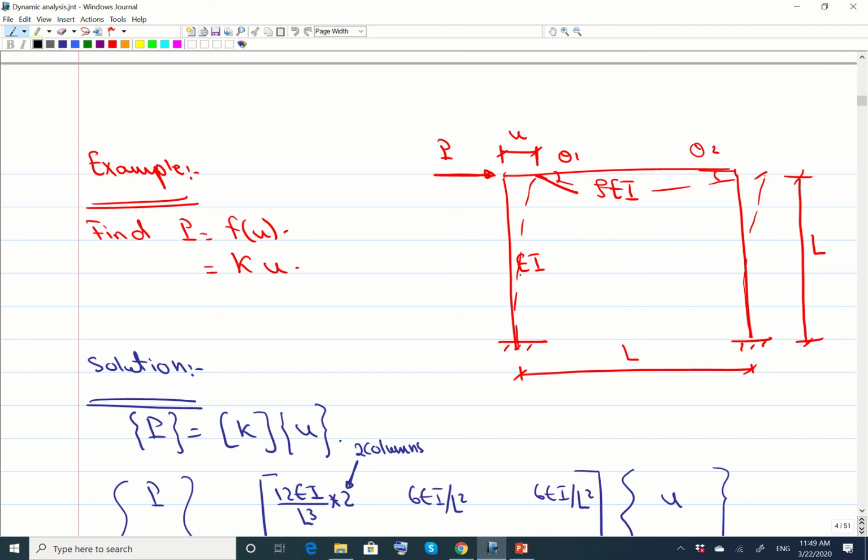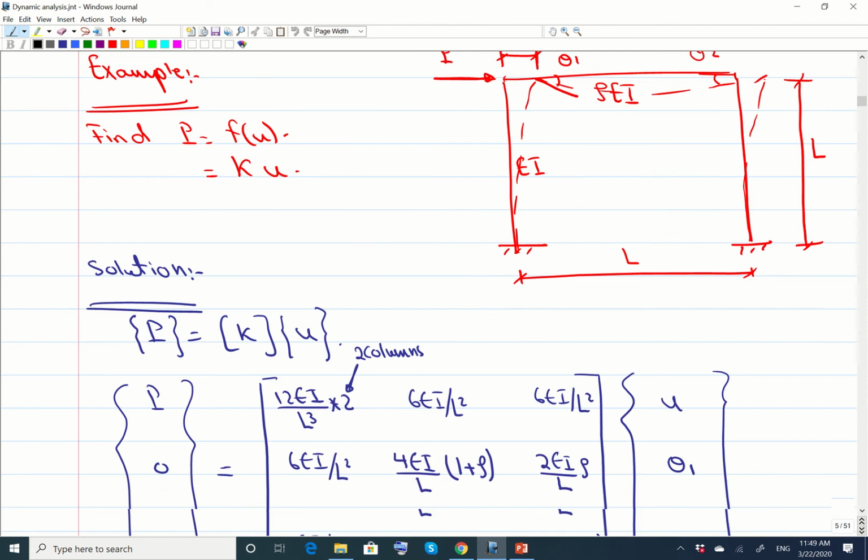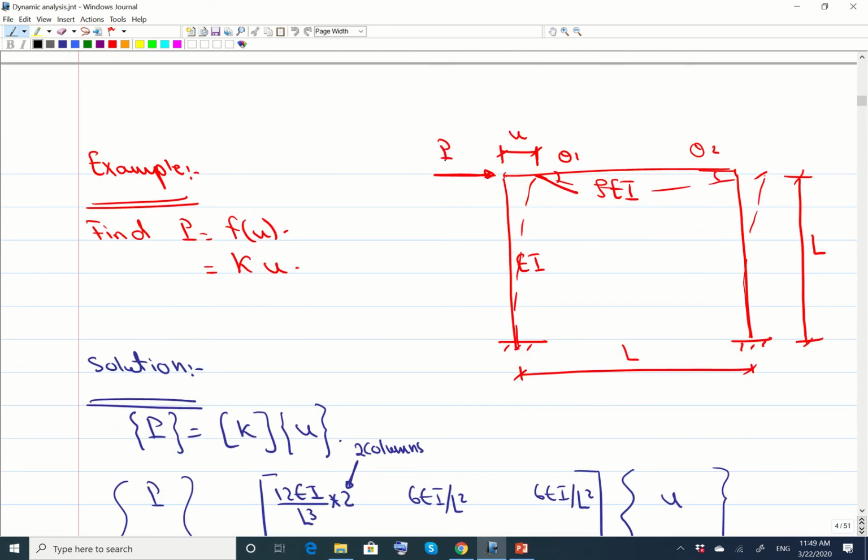We had this frame, and it had the columns over here with EI, and then the beam or the floor over here had a rho EI stiffness, or moment of inertia rho I multiplied by the Young's modulus E. And we tried to find the stiffness, P equals KU. We wanted to find K here.